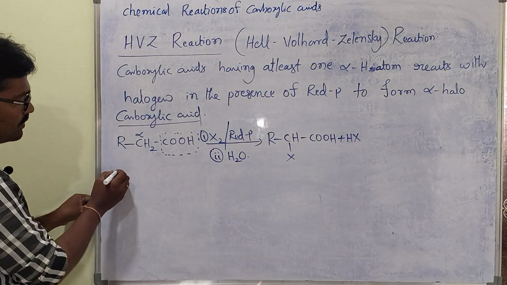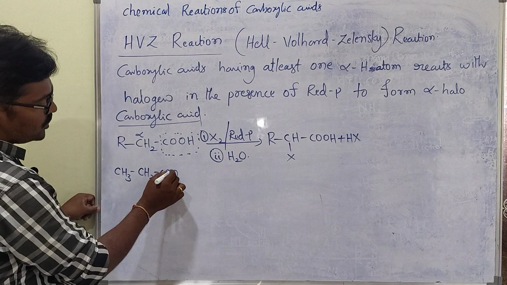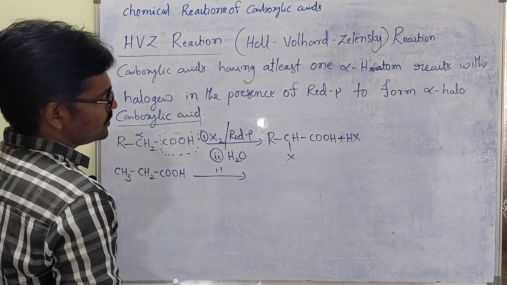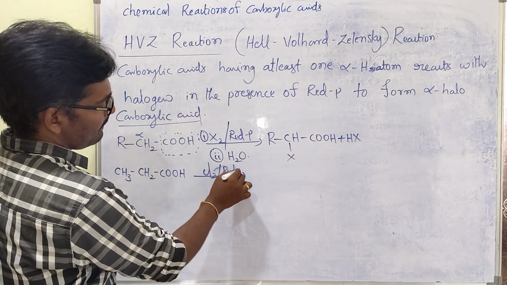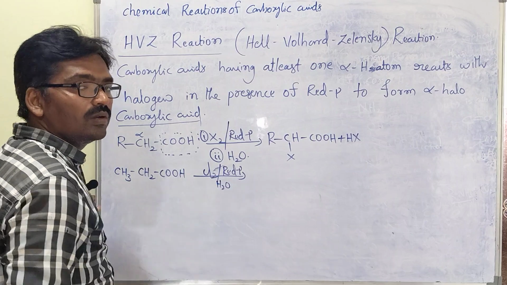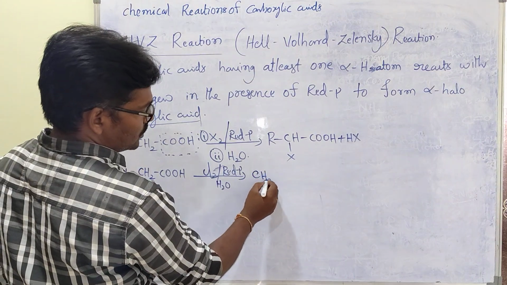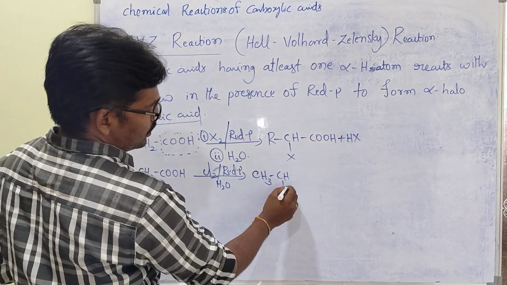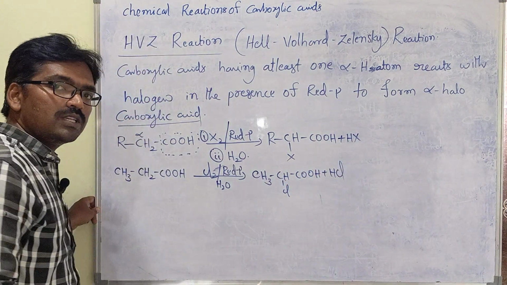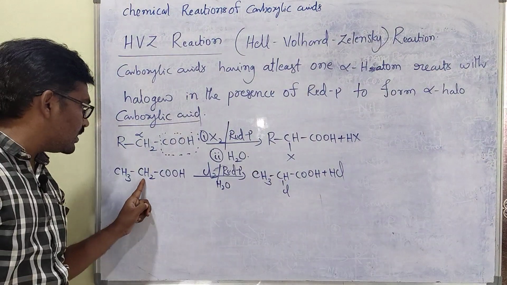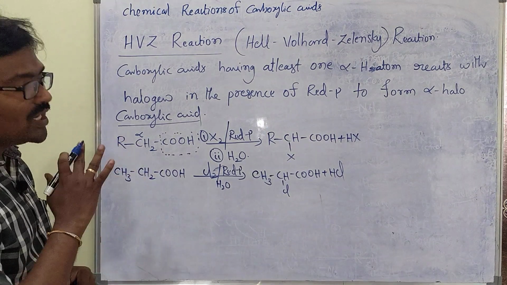Sir, for example, in the place of R, if you take CH3, then CH2, then COOH, and use the same reagents, chlorine with red phosphorus followed by hydrolysis, nothing but addition of water. Then CH3, CH, Cl, COOH, plus HCl will be formed. In the place of the alpha hydrogen atom, chlorine is attached. Okay, clear, right?